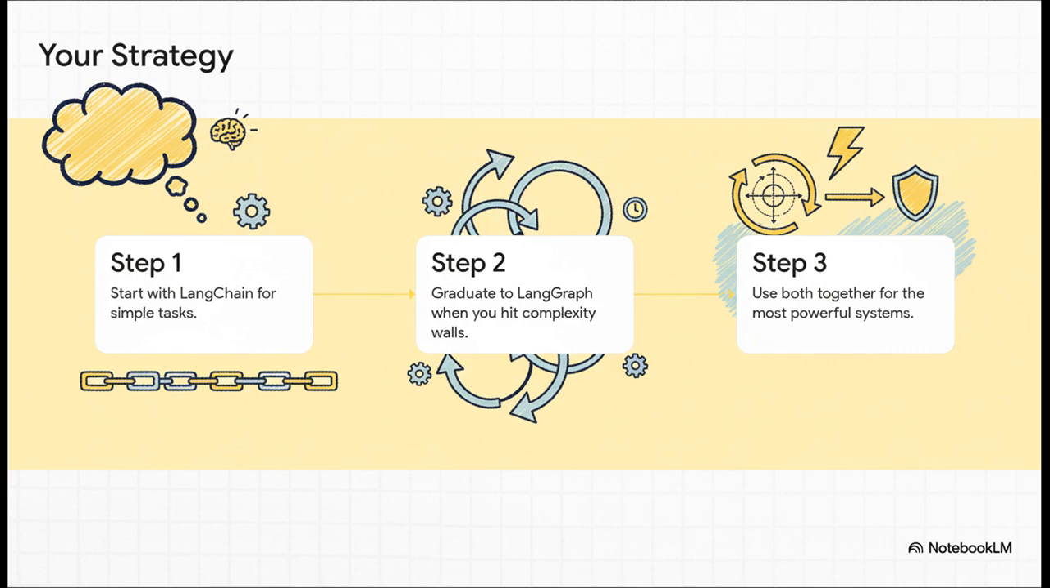So here's your playbook. Step 1, always start with LangChain. It's fast, it's easy, just get your idea working. Step 2, the moment you feel like you're fighting the framework, when you're trying to force in loops and complex logic, that's your signal. It's time to bring in LangGraph. And step 3, the real pro move is using them together. Use LangChain for the simple parts of your app and LangGraph for the complex, cyclical parts.